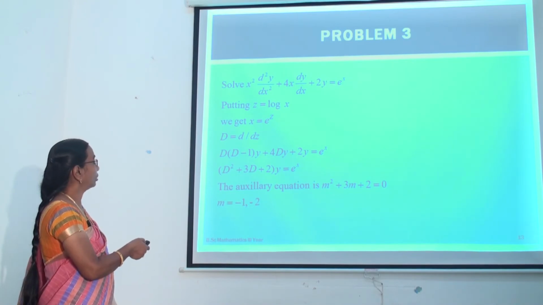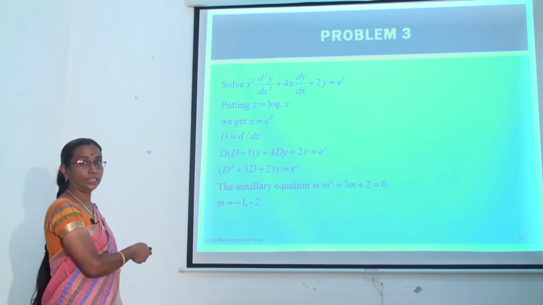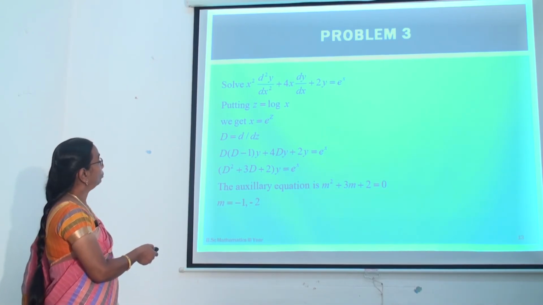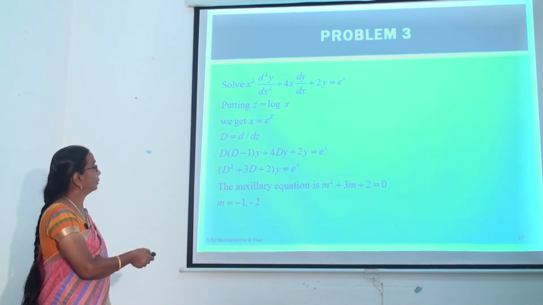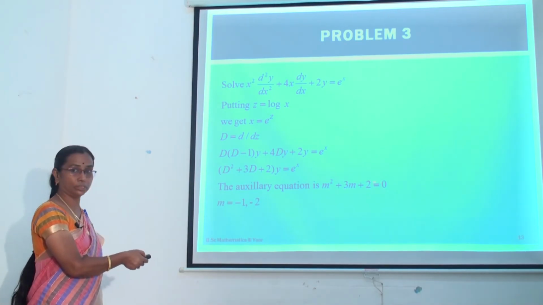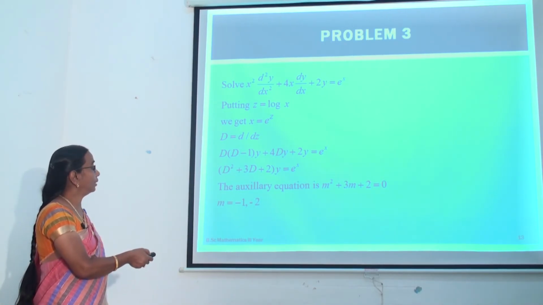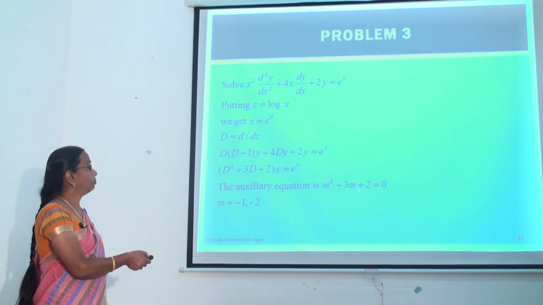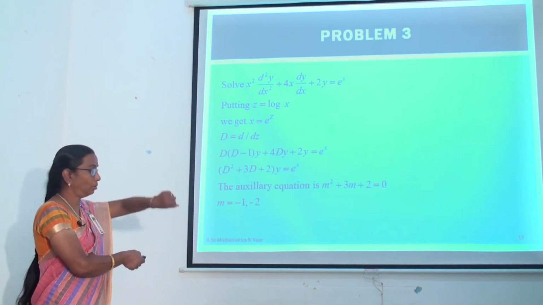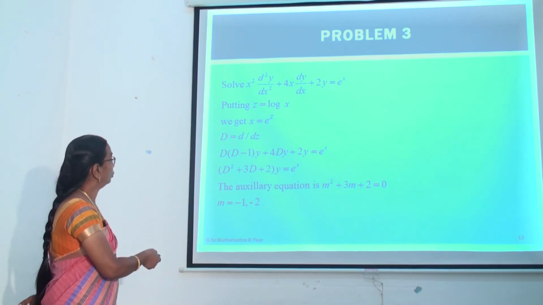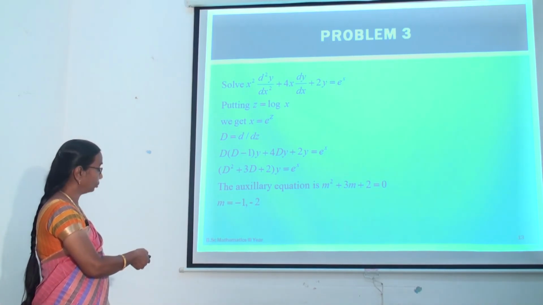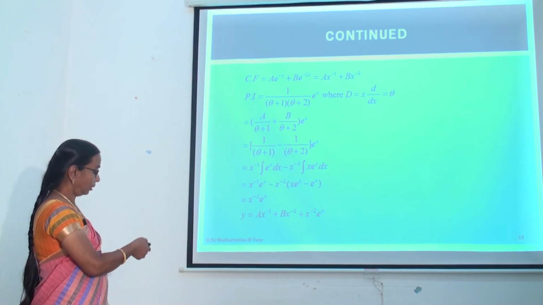Again you know the solution, y is equal to CF plus PI, no? So to find CF we need the auxiliary equation. The auxiliary equation is m squared plus 3m plus 2 is equal to 0. When you factorize, you will get m plus 1 into m plus 2 is equal to 0. So m is equal to minus 1 and minus 2. You know how to write CF, isn't it?